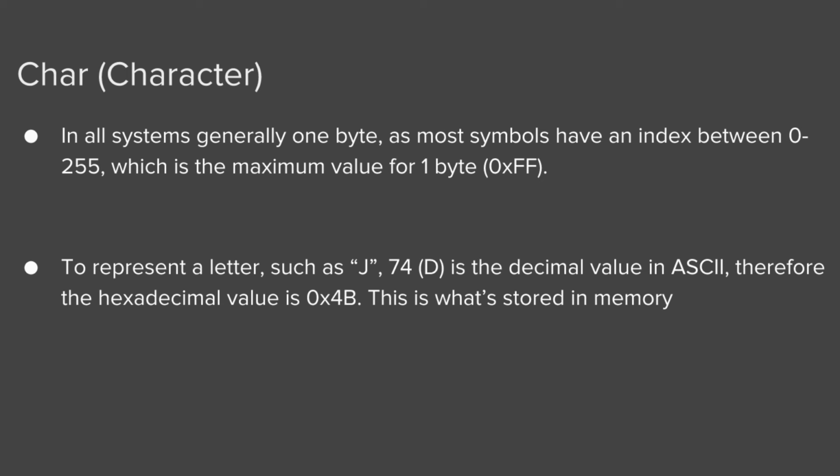So a character, in all systems, is generally 1 byte, because most symbols, including null terminators and all of the alphabet and punctuation, are stored between 0 and 255. The maximum value for 1 byte is also 255, 0xFF. So to represent a letter such as J, which is 74 on the ASCII table in base 10, the hexadecimal value for that is 4B, so that is what is stored in memory, because memory is done using hexadecimal.